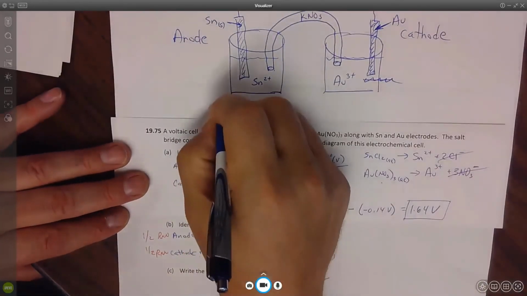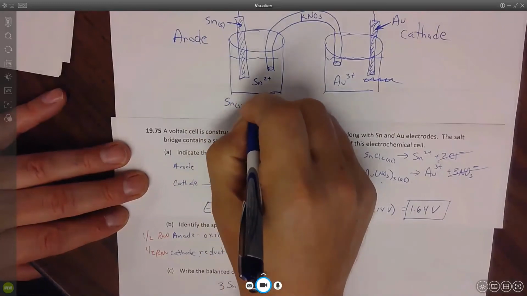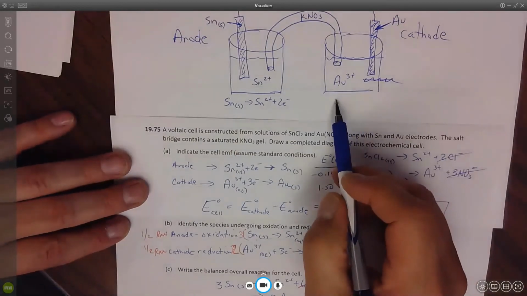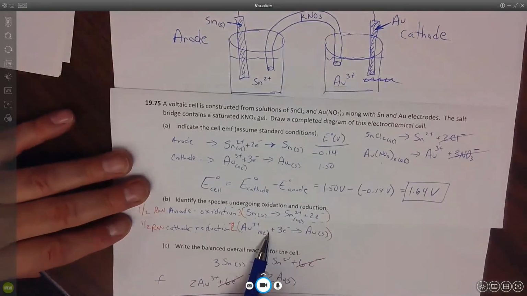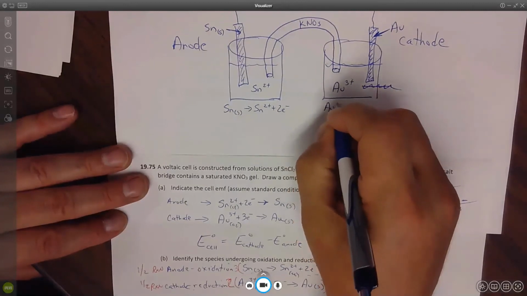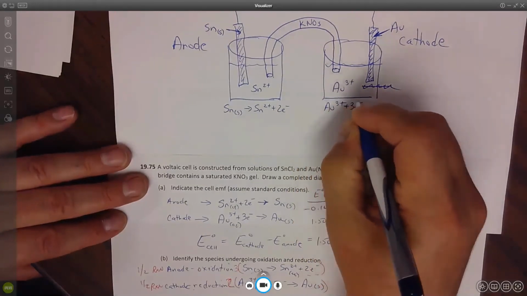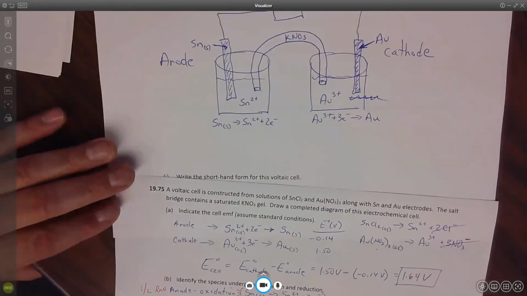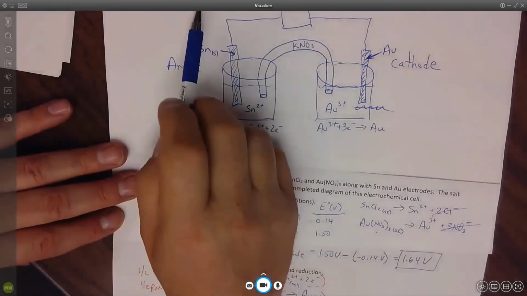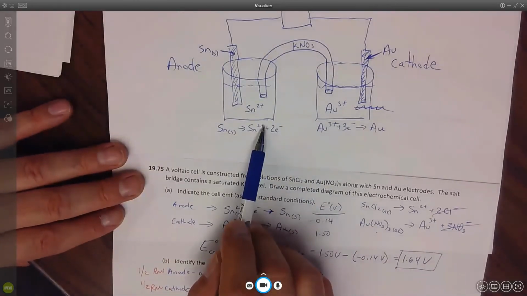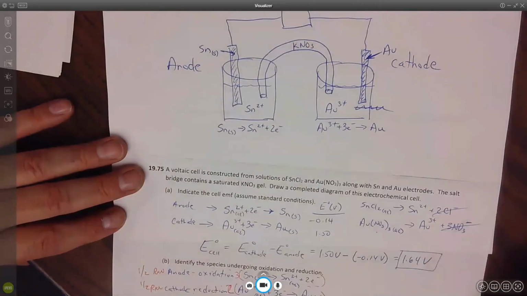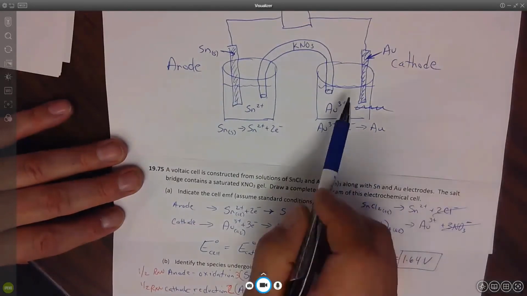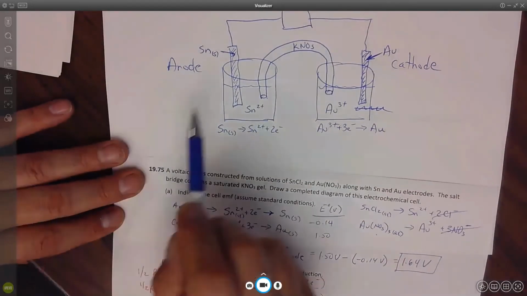So that's our solid tin going to tin 2 plus plus 2 electrons. And then the reduction was just the reduction that we had written before: gold 3 plus plus 3 electrons going to solid gold. The reason I want you to write these underneath each one of the beakers is that the next one says, this is to help you answer the next two questions. It says, indicate the direction in which the electrons are flowing. So are the electrons going from here to here or from here to here?